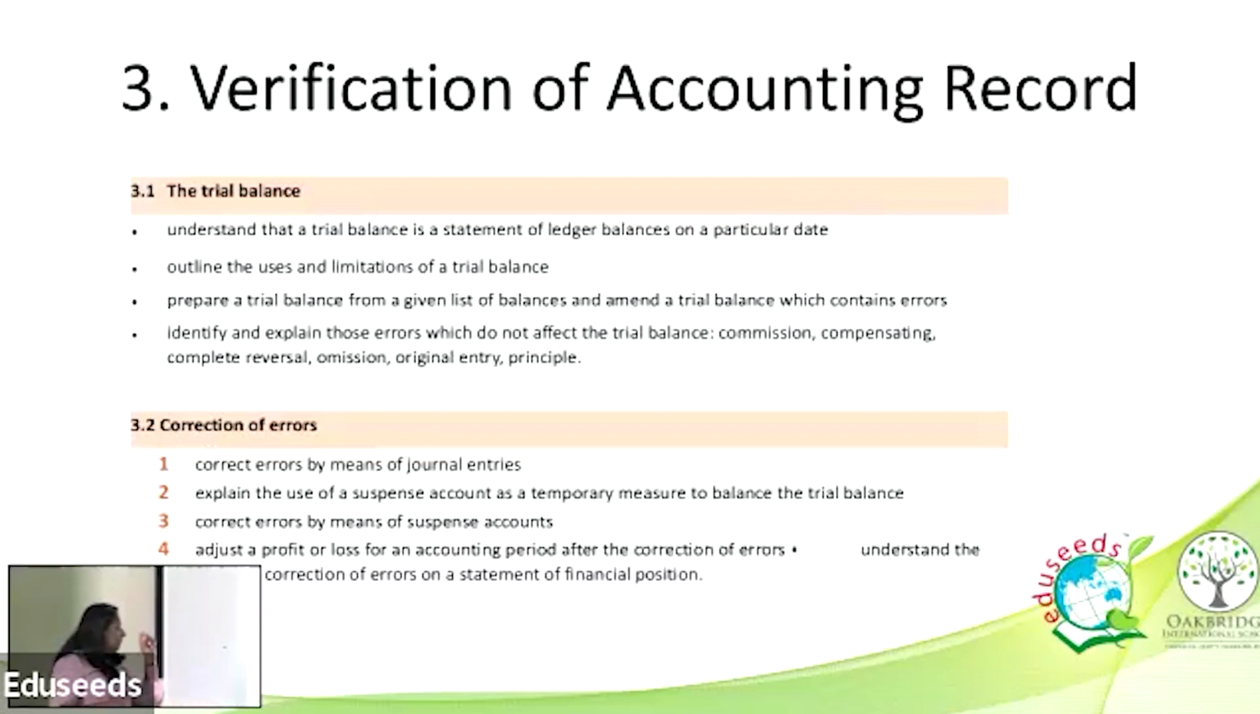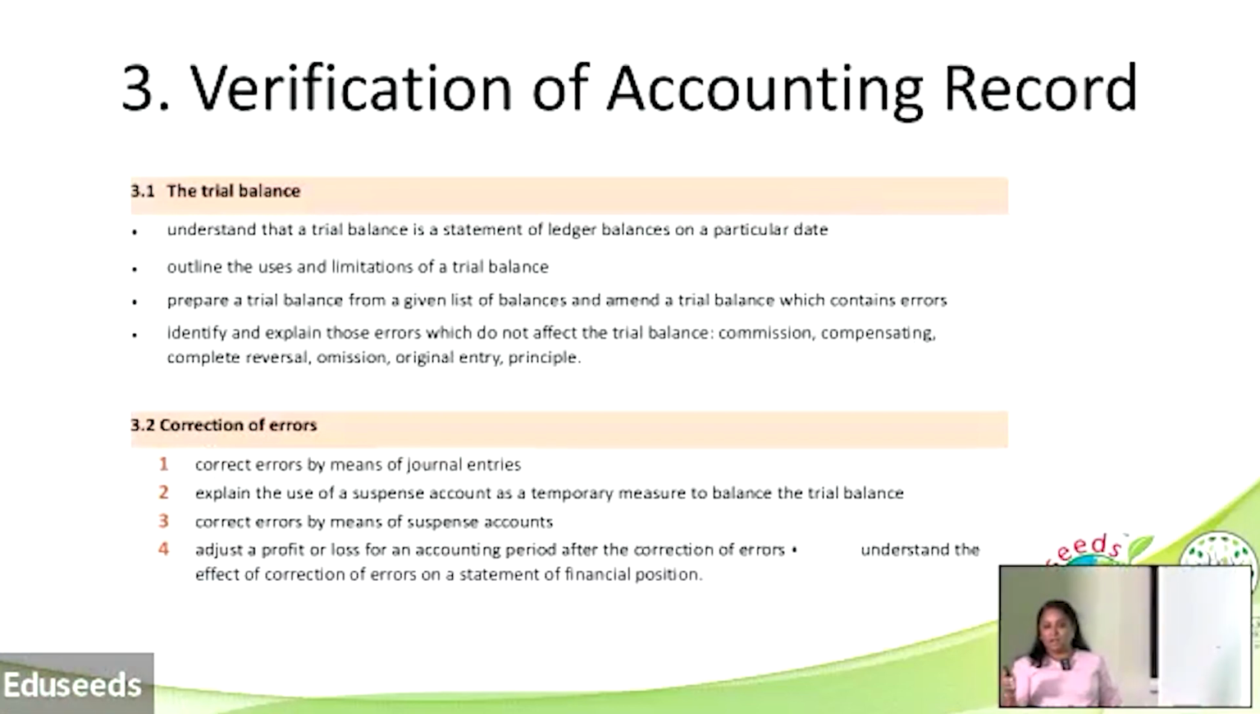Okay, next one, third one, verification of accounting records. So like what I said just now, we have bookkeeping and accounting, right? In bookkeeping, we basically record all the transactions if it has monetary value. Am I right? Correct? Right. So once you have done that, what you do next is you post it to your trial balance. And you must make sure your trial balance is balanced, right? So to verify your accounting records, we use the trial balance.